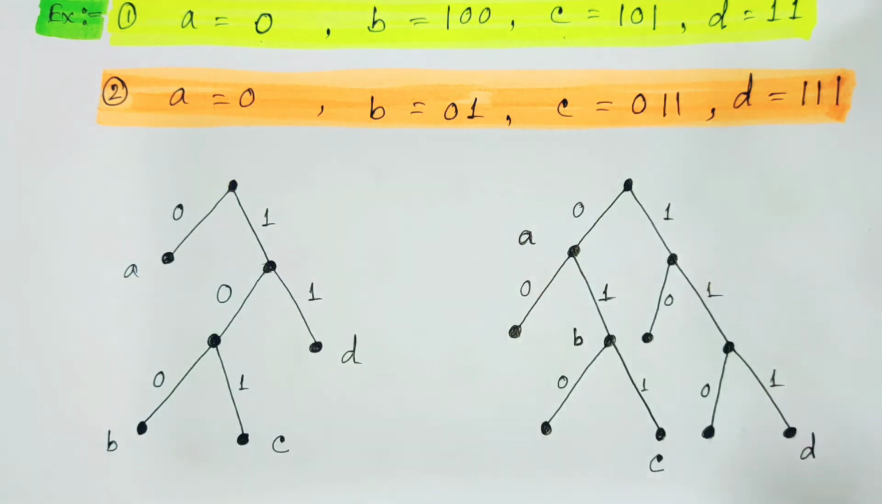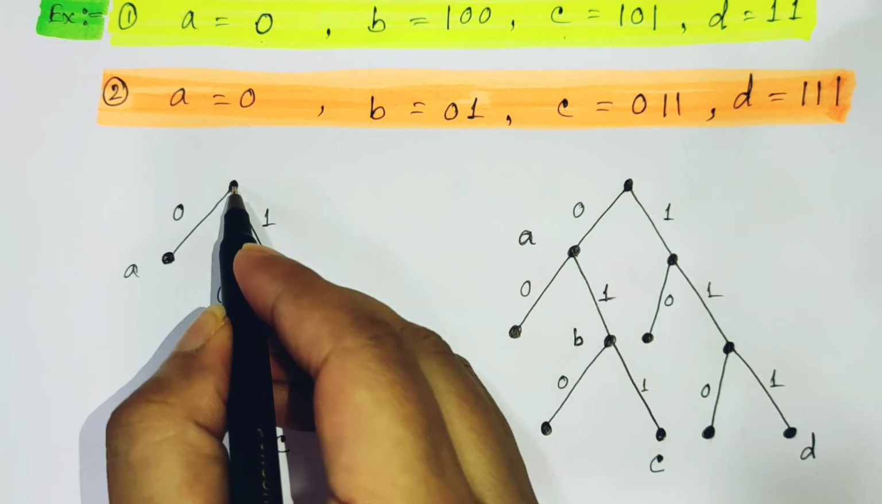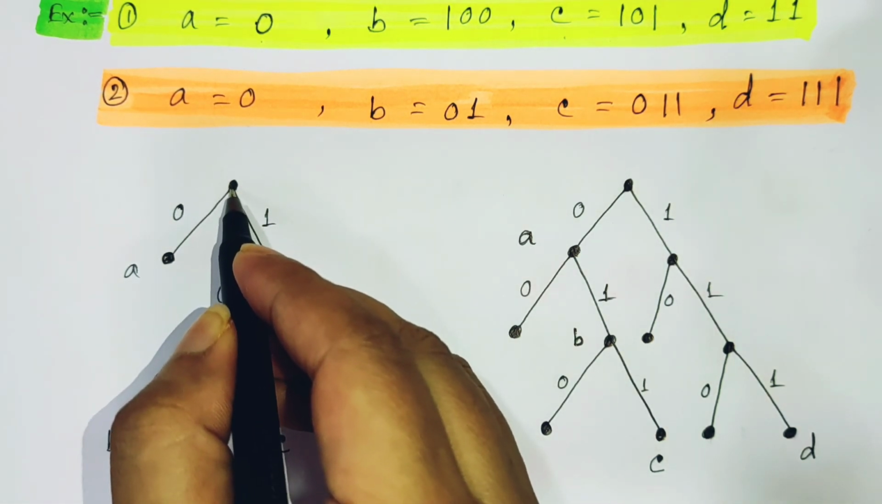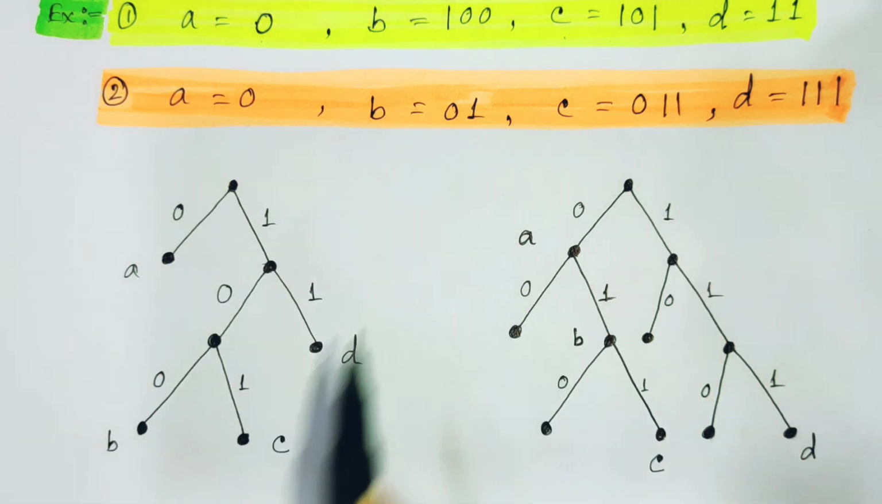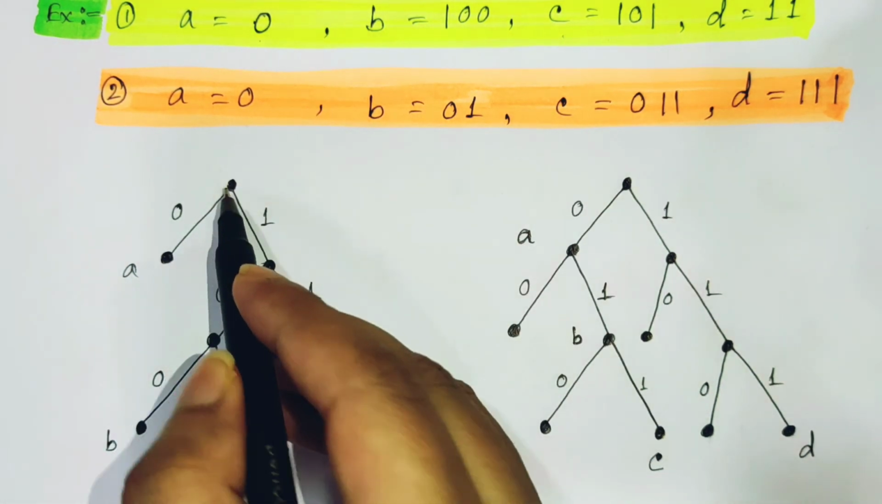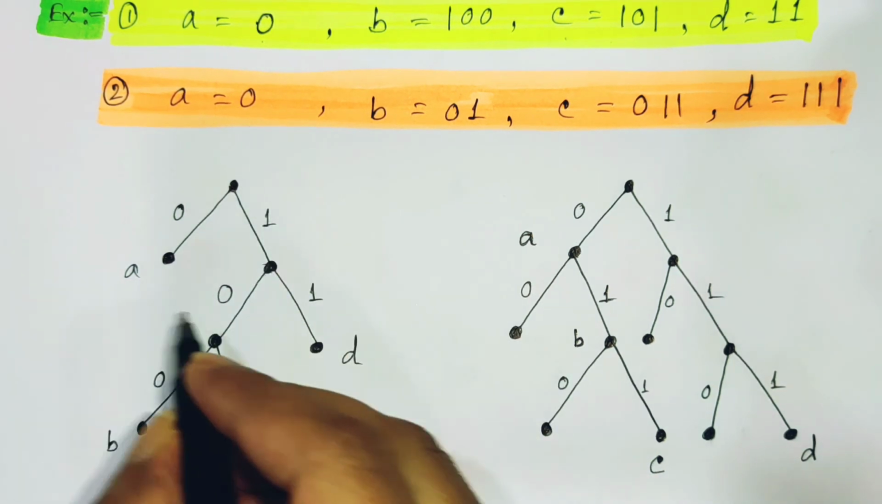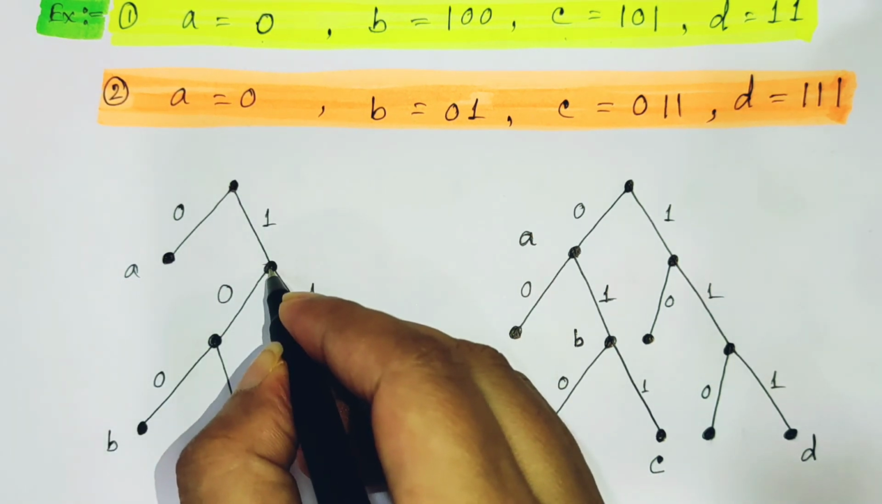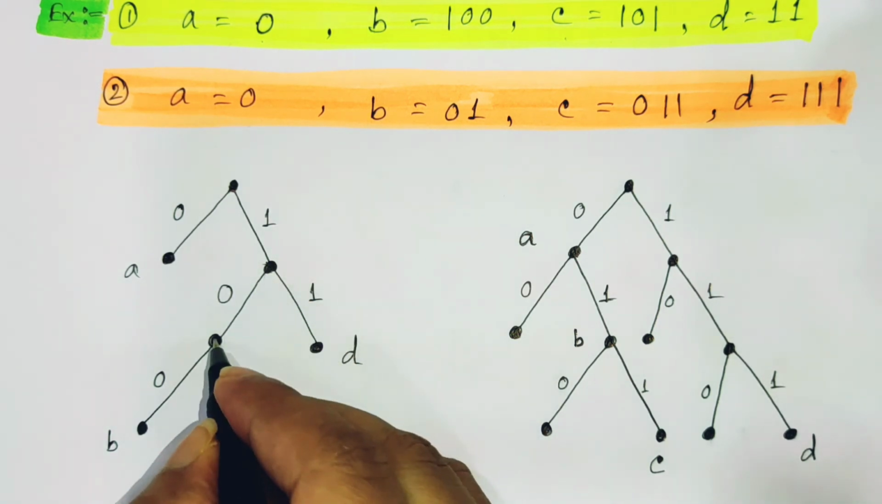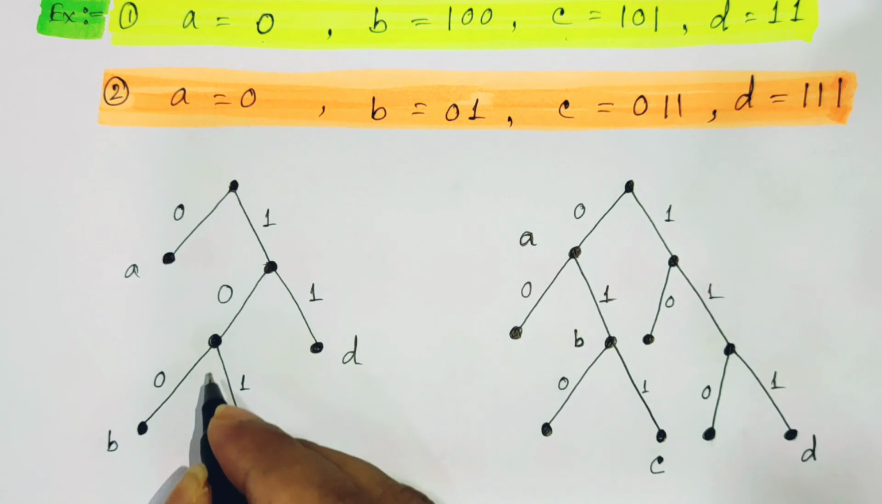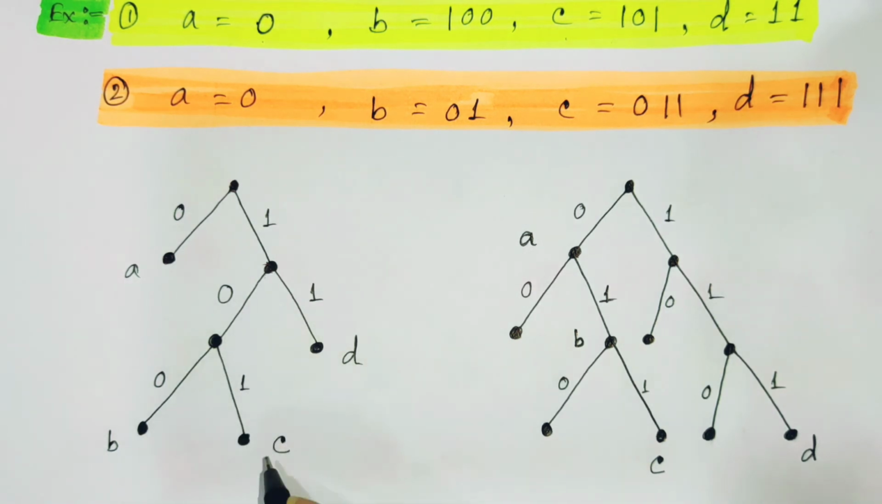Now for the first example, if we start, we find that A is the root, and from A, as it is 0, this one should be A. Now B is 100. So from the root node, we come out here, then it is 1. From here we take the child node, because there we find the 0 node. Then from here again we take the child node, and we again get 0, and this point leads to B.